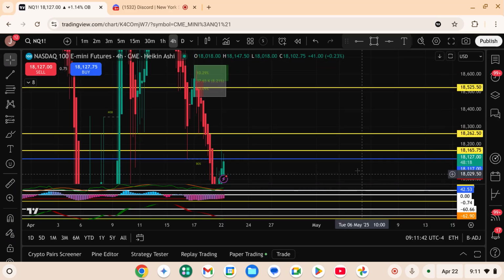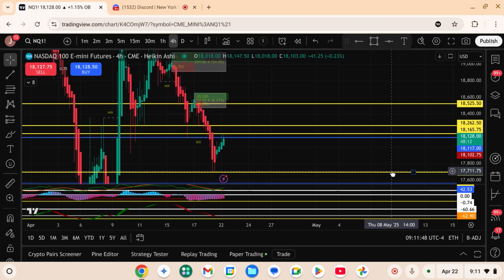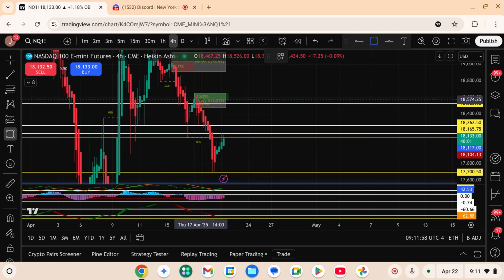This blue line here, this is a 4-hour breaker structure. We'll use this 4-hour order block. So we'll draw a rectangle across that one here.